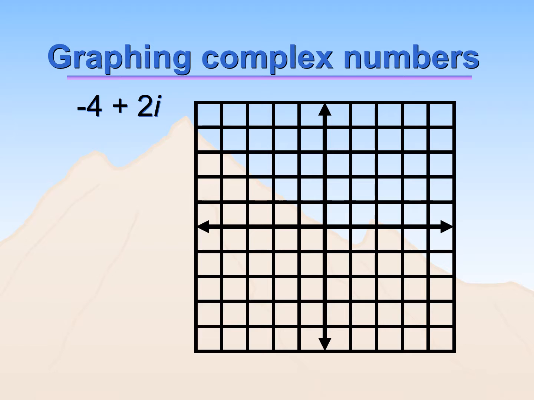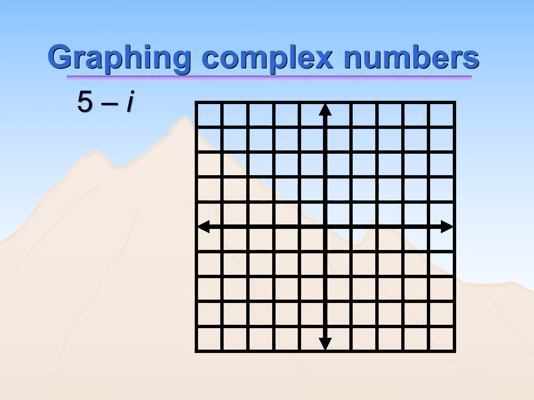Our real part is -4, which means we'll go to the left 4 on the horizontal axis. And our imaginary part is 2, which means we'll go up 2, leaving our complex number right here. Next, -3 minus 2i. Our real part is -3, so we'll go to the left 3, and then we'll go down 2 for our imaginary part, leaving our complex number right here.